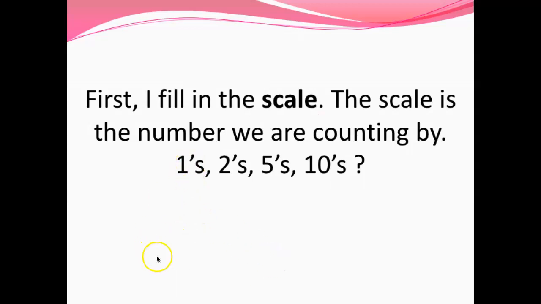Scale is the number we are counting by. So, are we counting by 1s, 2s, 5s, 10s, and so on? If you're working with bigger numbers, you could even be counting by hundreds or thousands or millions. When we go back to our picture graph, each circle stood for 1, so we're counting by 1s. We're counting 1, 2, 3. If we were counting by 5s, each circle might stand for 5, and we would count by 5s like 5, 10, 15. But we're really going to be focusing on counting by 1s.